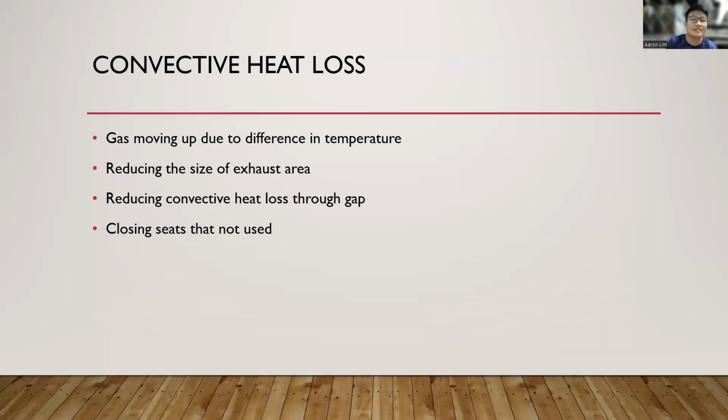So convective heat loss is gas moving up due to a difference in temperature. How to prevent this? We can reduce the size of the exhaust area, so this can reduce the convective heat loss through the gap. So during the further design, we can look at it. We reduce the size of the exhaust area, and then the closing seats that are not used, we remove.